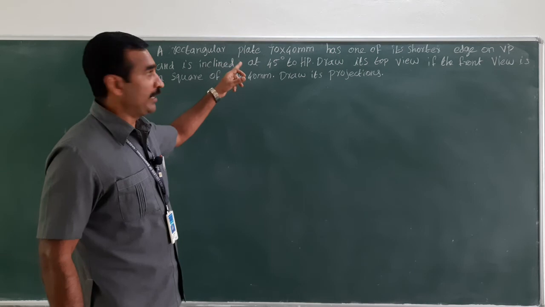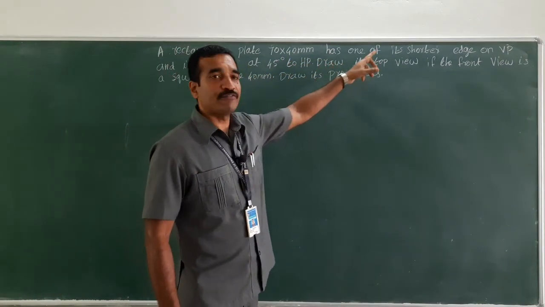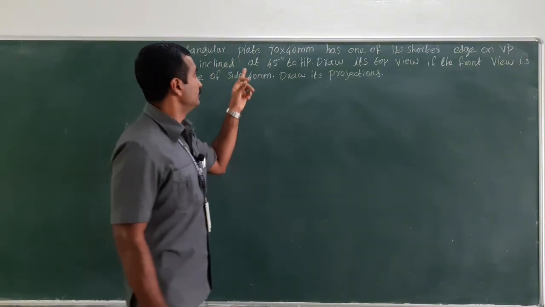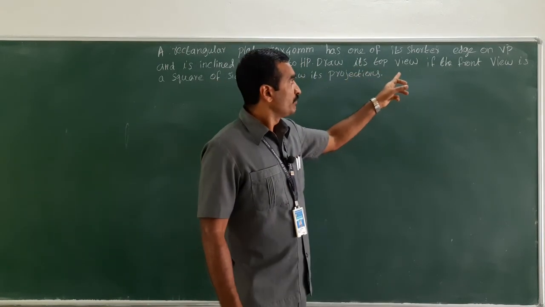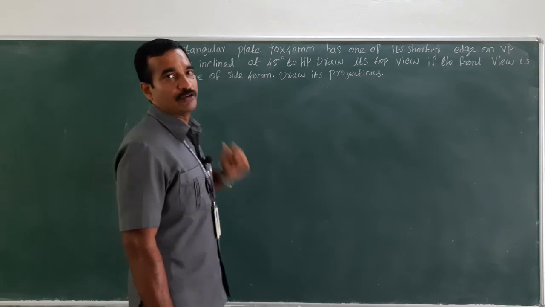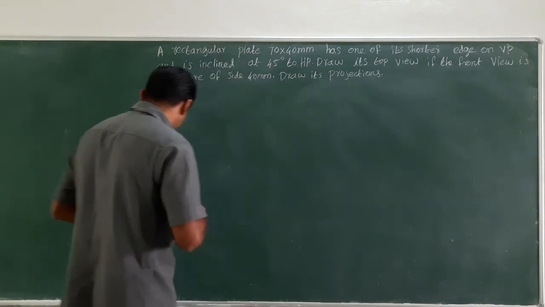A rectangular plate of 70 by 40 has one of its shorter edge on VP and is inclined at 45 degree to HP. Draw its top view if the front view is a square of side 40 mm. Draw its projections. Given data.